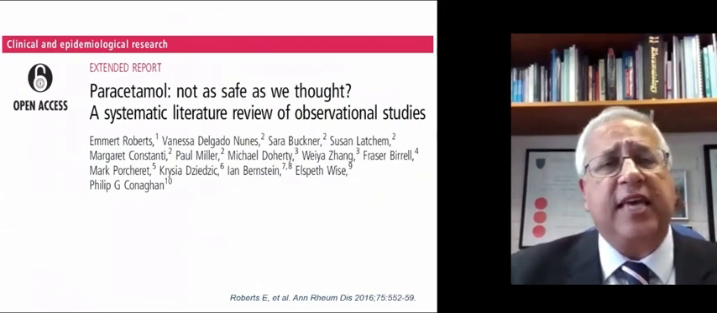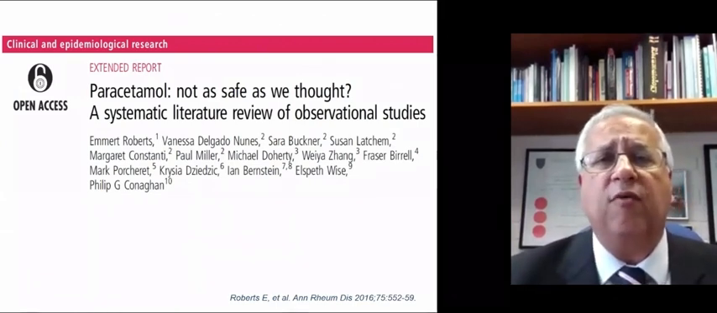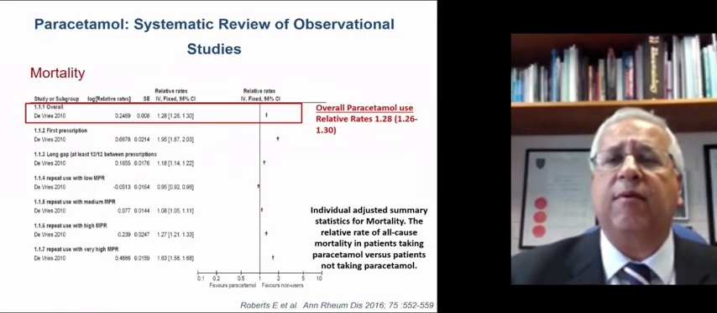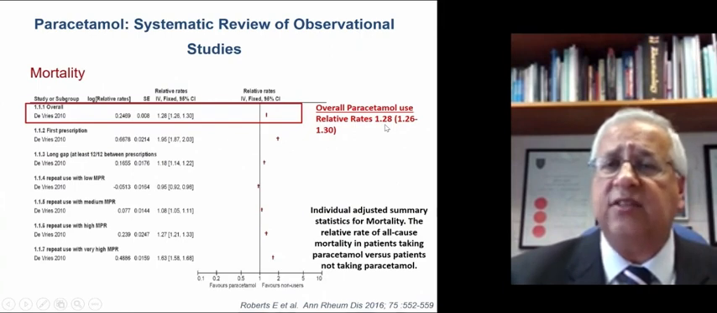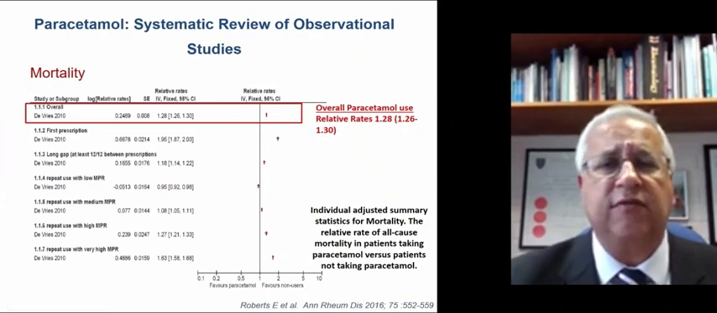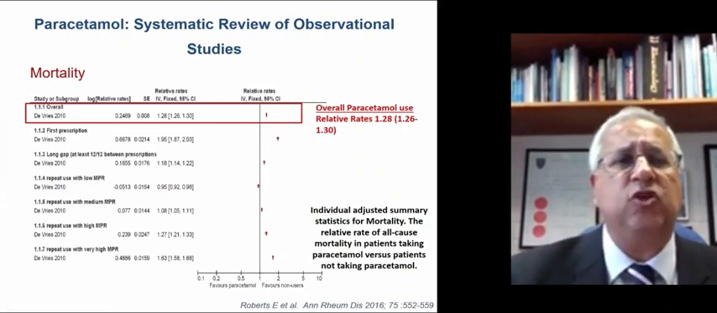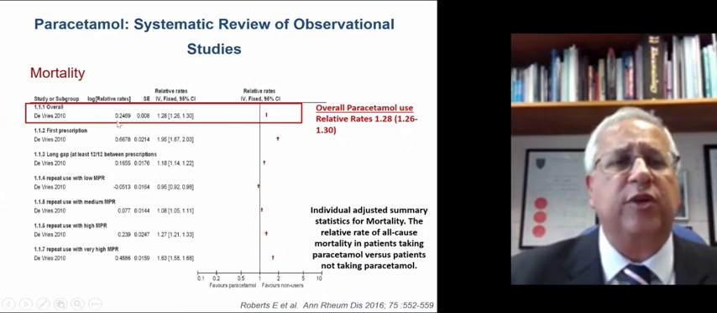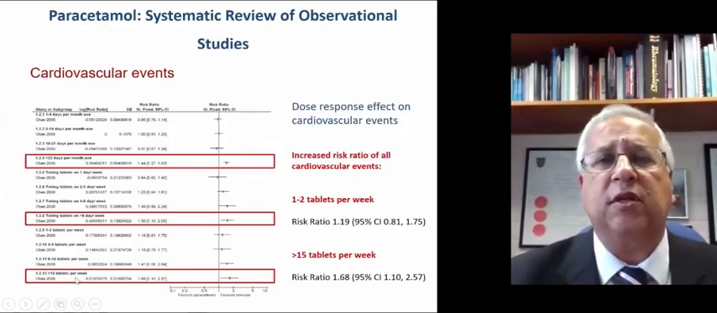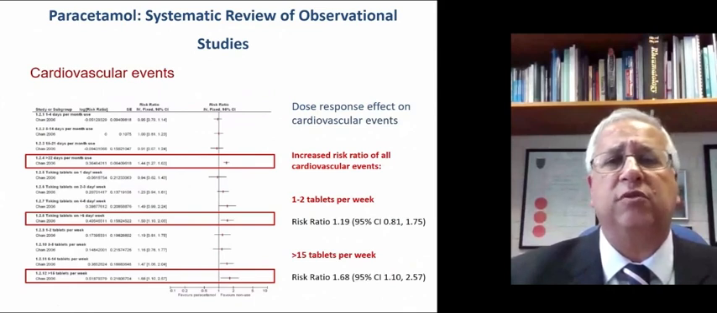There was then, a year later, a more thorough review of safety undertaken by the group at Leeds, and I'll summarize that for you here. For overall mortality, there was a significant 28% increase in all-cause mortality that remained after you adjusted for a variety of confounding agents, and that was observable for first prescription according to longer gaps between prescription, repeat use, and repeat use with high medication persistence and possession ratios.